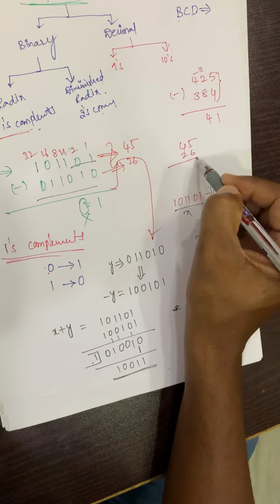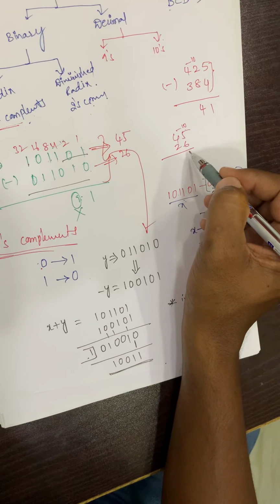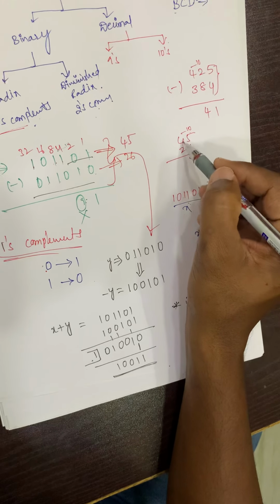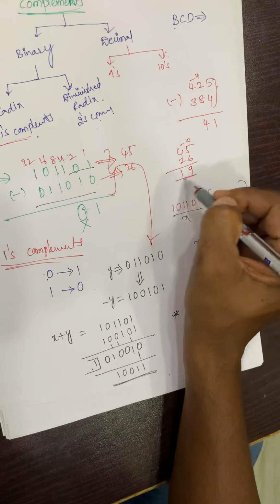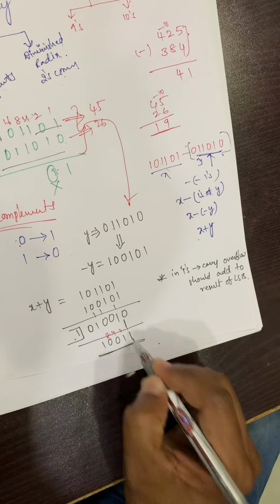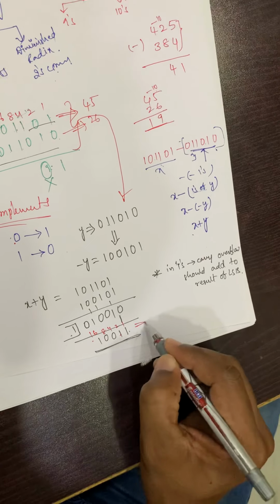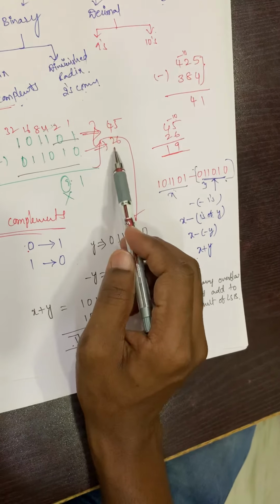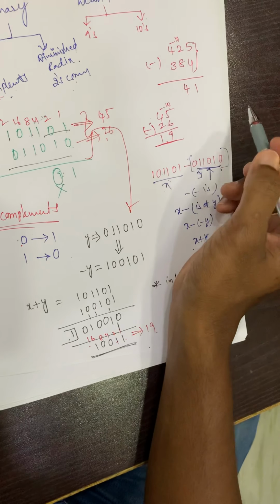45 minus 26, what is the number? 5 minus 6, can't get. 15 minus 6 means 9. Here the 4 has 1 left, that means 3 minus 2 is 1. 19 is the output. Is it 19? Again you can convert. 8 4 2 1 16: 16 plus 2 is 18, plus 1, so this is 19. Are you clear? 45 minus 26 is 19. So this is the decimal subtraction.